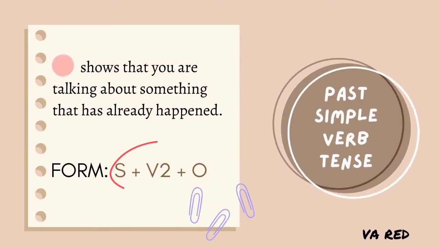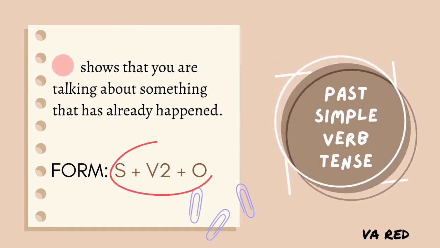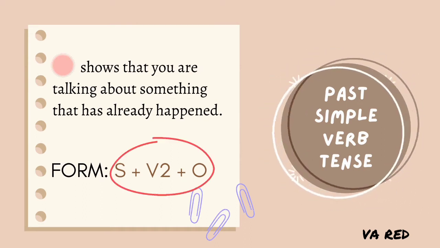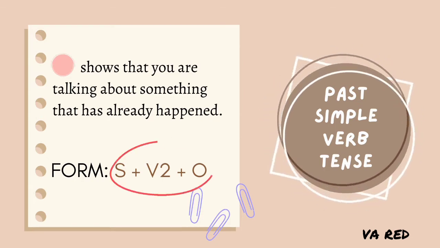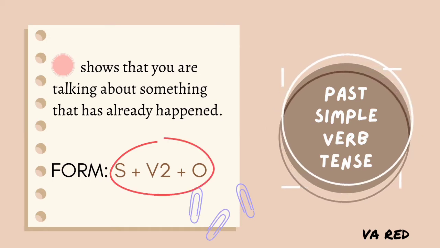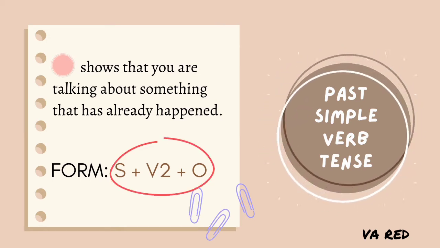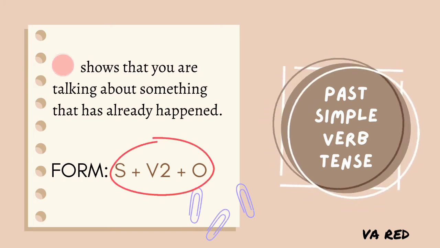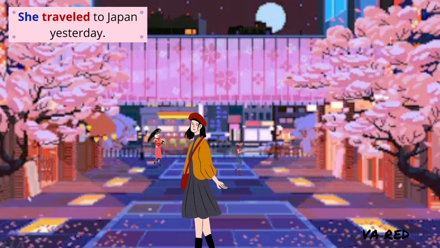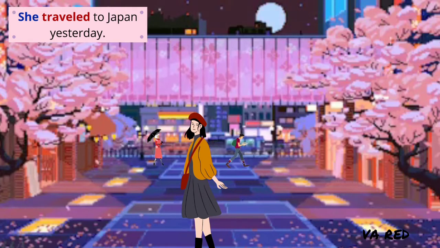Past simple verb tense shows that you are talking about something that has already happened. Ito yung mga natapos sa nakaraan. And the formula for this is subject plus verb in past tense form plus object. Like for example, she traveled to Japan yesterday. She is the subject. Traveled is the verb in past tense form.